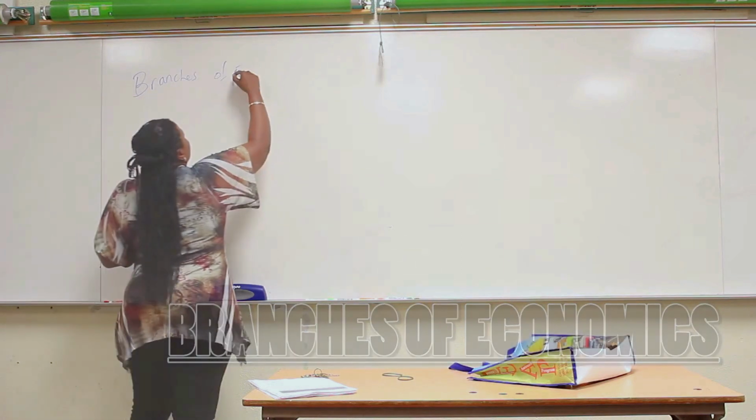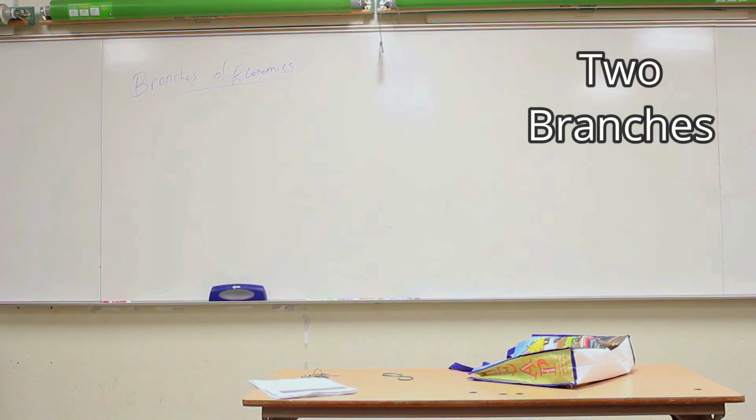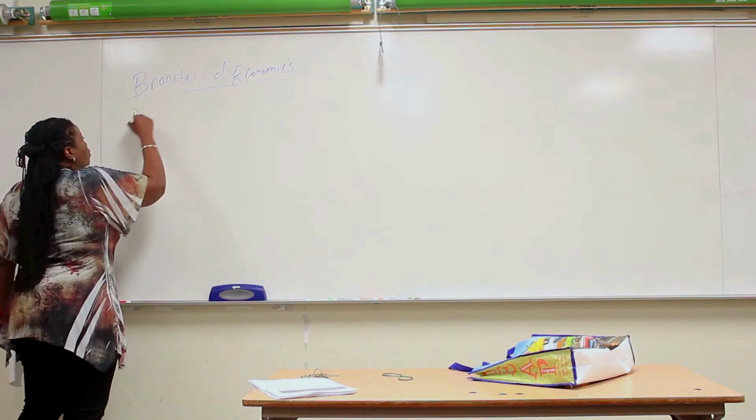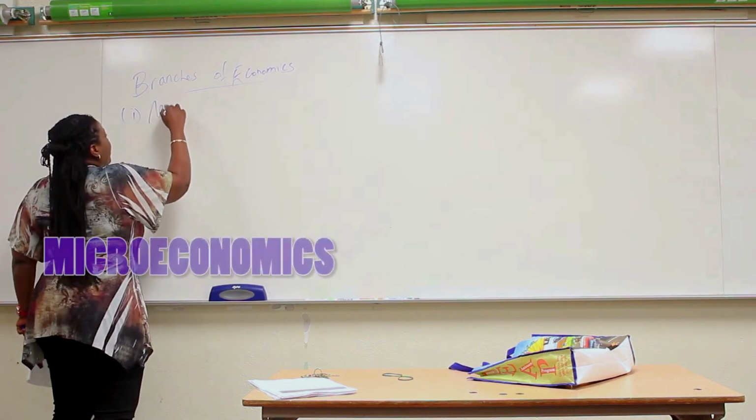Branches of economics. So we're still introducing stuff. Now at this level, there are two branches of econ. The first one, which is Econ 1, which is what you guys are doing, is called microeconomics.